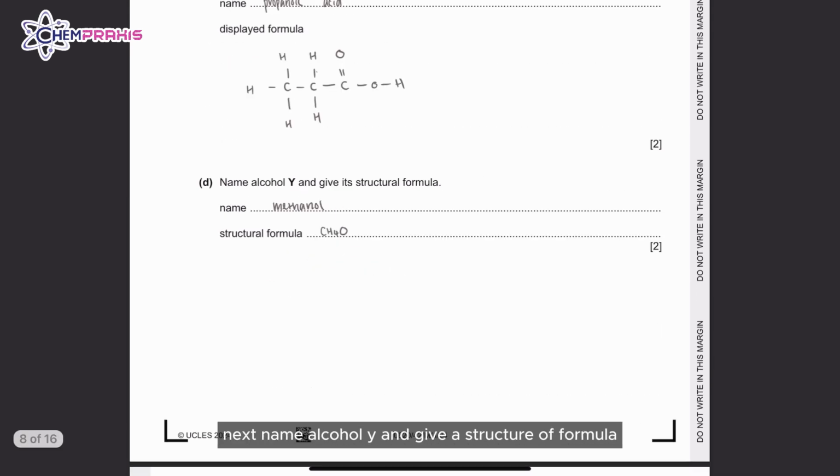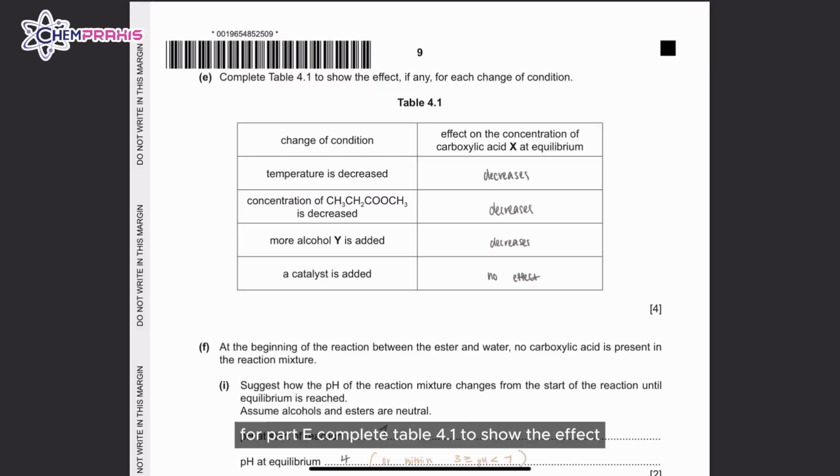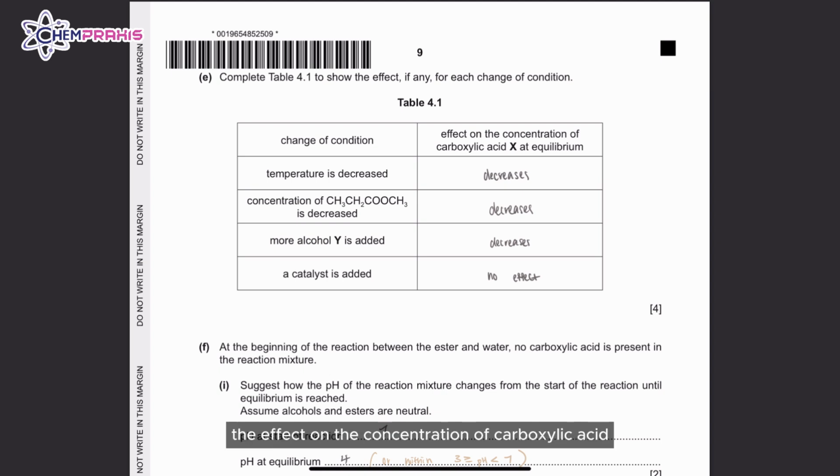Next, name alcohol Y and give its structural formula. Alcohol Y is methanol, and your structural formula should look like this. For part E, complete table 4.1 to show the effect, if any, for each change of condition. When temperature is decreased, the concentration of carboxylic acid X at equilibrium also decreases.